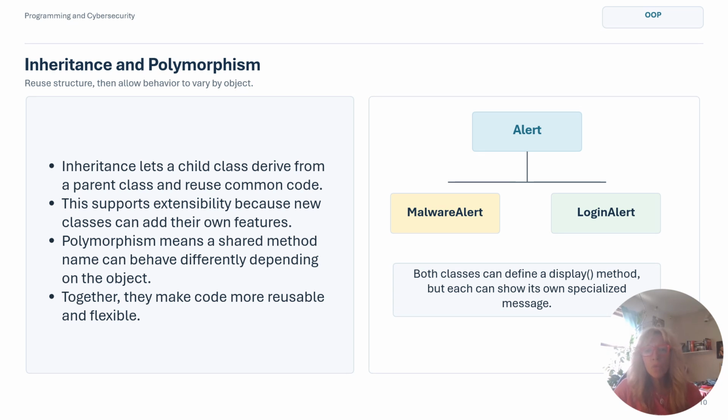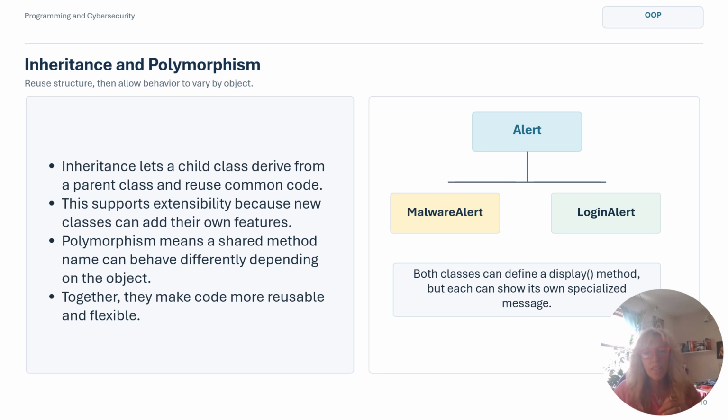So this slide will show how inheritance and polymorphism work together in object-oriented programming. First, inheritance means that a child class can be built from a parent class. In this example, alert is the parent class, and malware alert and login alert are child classes. That means both child classes can reuse the common structure and code from alert instead of starting all over from scratch. This is helpful because it saves time and keeps the code organized.